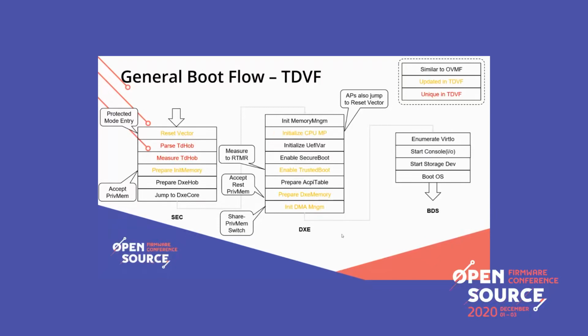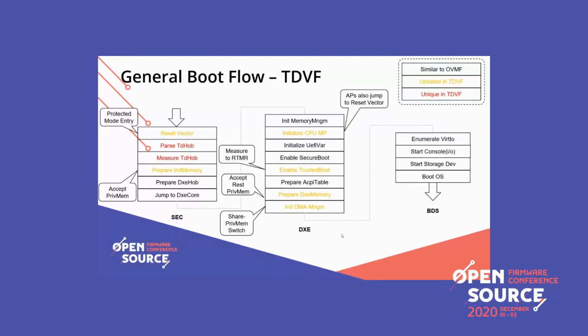After the TDVF switches from protected mode to 64-bit long mode, it parses the TD HOB header and gets the size. Because the TD HOB is external input, the TDVF measures the entire TD HOB to the TD runtime measurement register to support the trusted boot. Once the TDVF gets a memory location from the TD HOB, the TDVF SEC initializes the private memory. Then it prepares the PI DXE HOB, locates the DXE core and jumps to the DXE core.